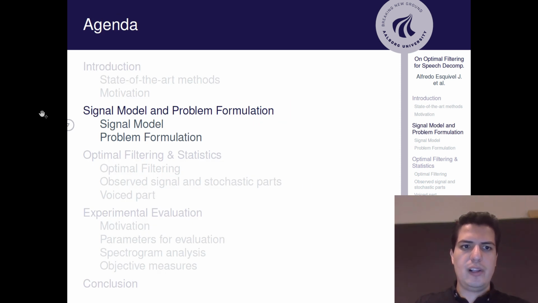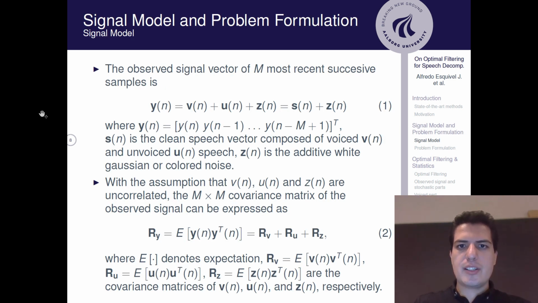Now I will move to the signal model and mathematically formulate the problem. So we consider an observed signal vector of N most recent successive samples, in which the observed signal vector y(n) can be decomposed into a voice vector, an unvoiced vector, and an additive white Gaussian or colored noise vector. The sum of the voice vector and the unvoiced vector will form a speech vector. And we assume that the components of the noisy speech signal are uncorrelated.